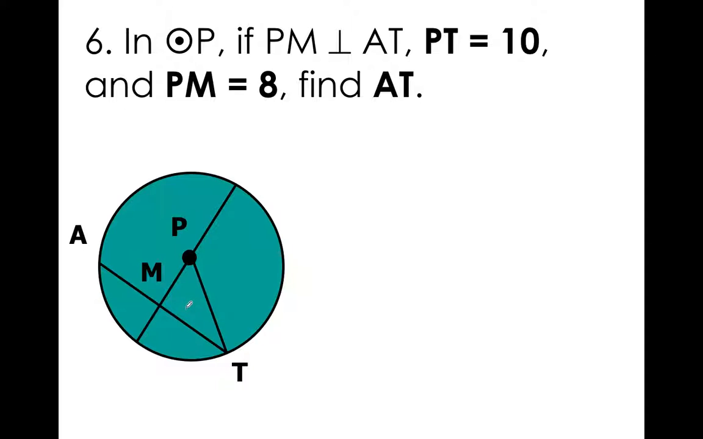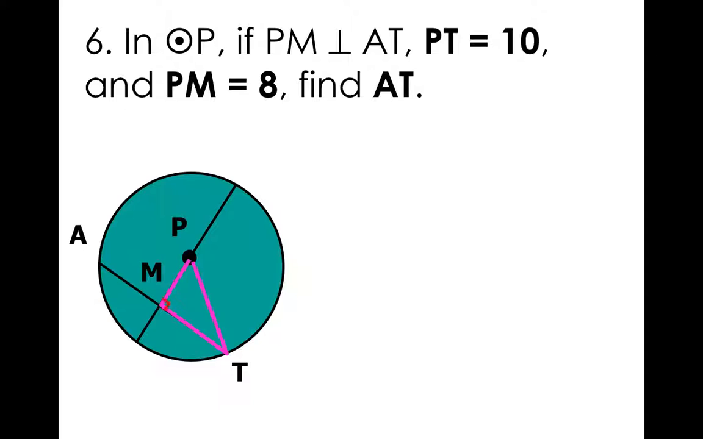Now, if you notice right here, it tells us that in circle P, PM and AT are perpendicular to one another. So if PM and AT are perpendicular, that must mean that this is where my 90-degree angle is located. Well, it also tells us that PT is 10. So that makes a 90-degree triangle or right triangle. Let me make that clear.